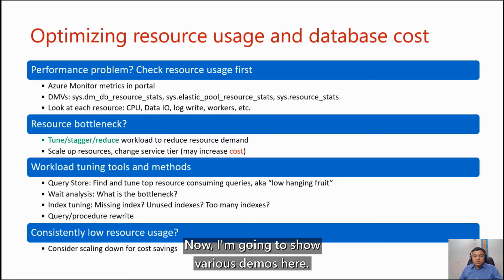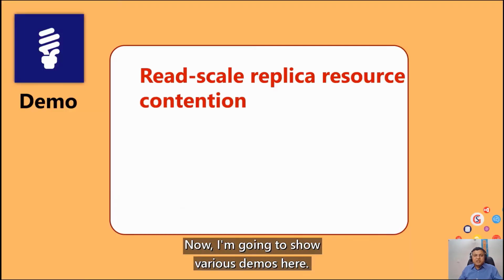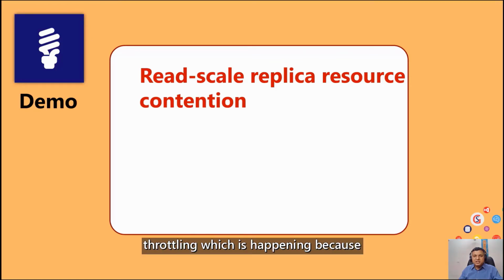Now, I'm going to show various demos here. The first demo I'm going to show you demonstrates a situation where there's log throttling happening because a secondary read replica is under pressure. So let's jump into the demo.